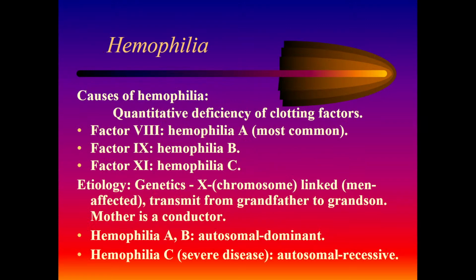Hemophilia. Causes of hemophilia: quantitative deficiency of clotting factors. It may be factor 8, hemophilia A, the most often situation. Factor 9 is hemophilia B and factor 11 is hemophilia C. Etiology: it's genetic, X chromosome linked, men affected, transmitted from grandfather to grandson. Mother is a conductor.